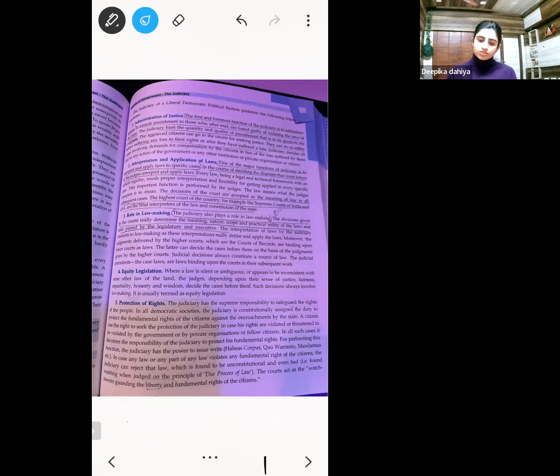Basically, the high court's jurisdiction is in that particular state or the area which comes under its jurisdiction, but the jurisdiction of the Supreme Court is throughout the Indian territory. Is this clear? Yeah.